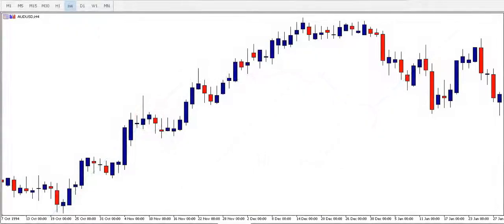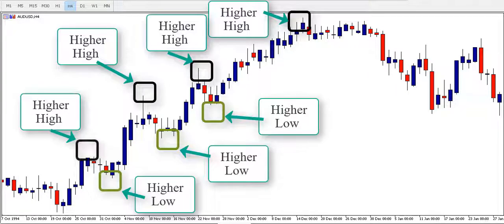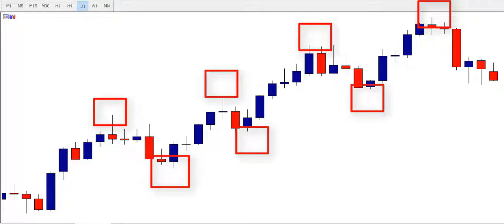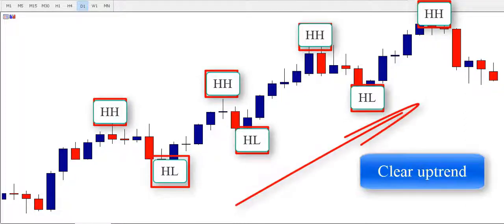Let me show you a real chart example. As you can see here, the market is making higher highs and higher lows patterns, which indicates an uptrend. Let me show you another example. This is a clear uptrend, making clear higher highs and higher lows pattern.